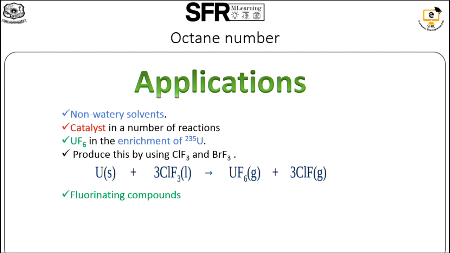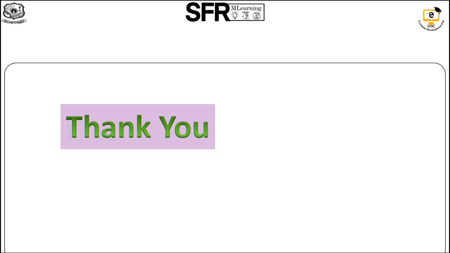Uranium is combined with ClF3, which gives UF6 plus 3ClF. Finally, they act as fluorinating compounds. By adding fluorine to a particular compound, we can use these interhalogen compounds. So these are some of the applications.